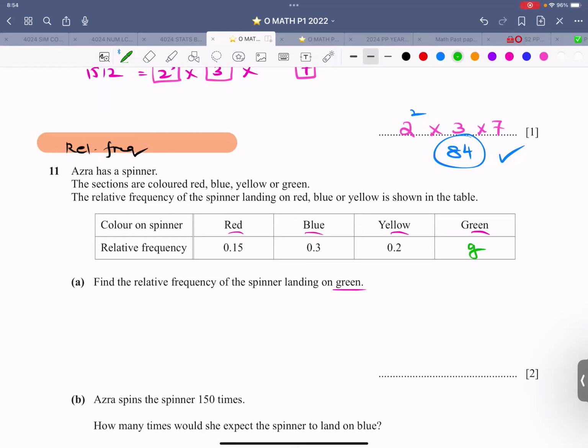So let me write G over here. So 0.15 plus 0.30 plus 0.20 plus G equals 1, because relative frequency is like probability. All the relative frequencies should add up to 1. So 30 plus 20 is 50, 50 plus 15 is 65. Therefore, G comes out to be 0.35. That's the answer for this part.